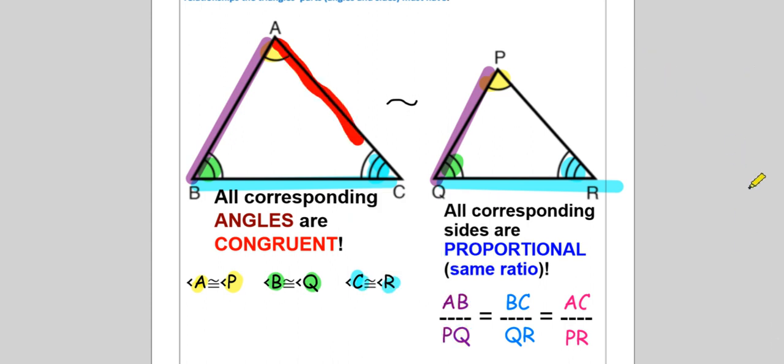Okay? And so all the question was asking is, do you understand the two main components of similarity, which is all corresponding angles are congruent, and then all corresponding sides are in the same ratio, hence proportionality. And so can you list that after you state that relationship, right? So that's the first question. I'll see you in the next video.